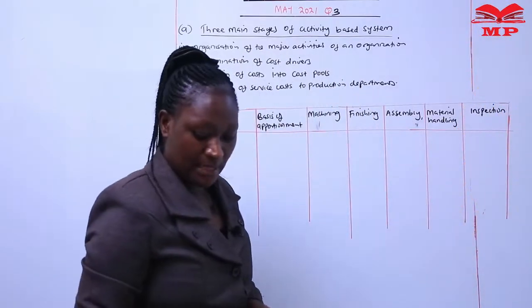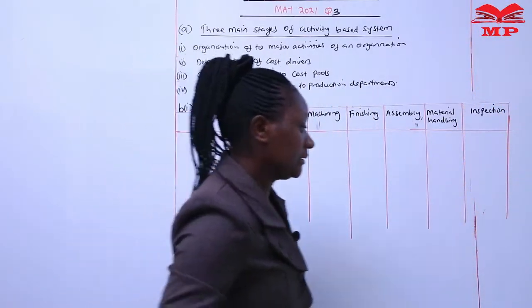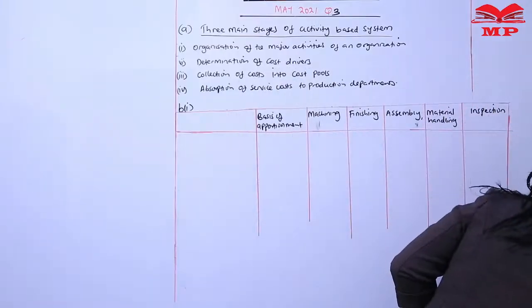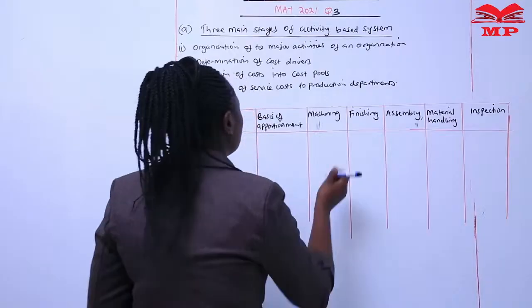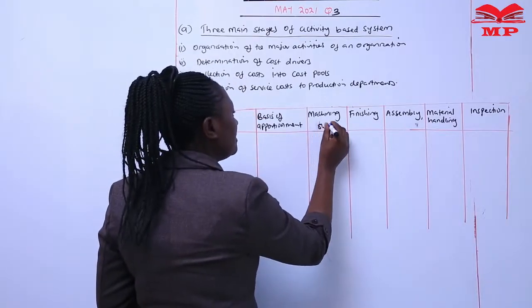So the values are in shillings. So we'll have these in shillings.